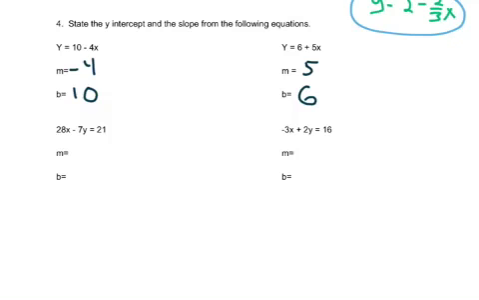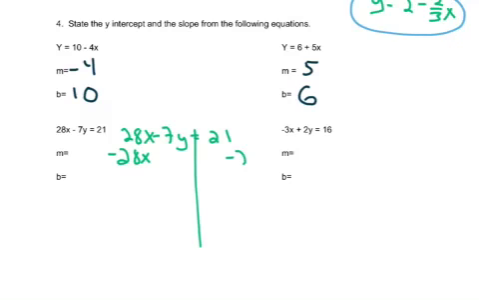First, we have to get y by itself. So for this one, 28x minus 7y equals 21. First thing, get rid of the 28x. So I'm going to do the opposite. Subtract 28x from both sides. Those cancel, so I have -7y equals 21 minus 28x.